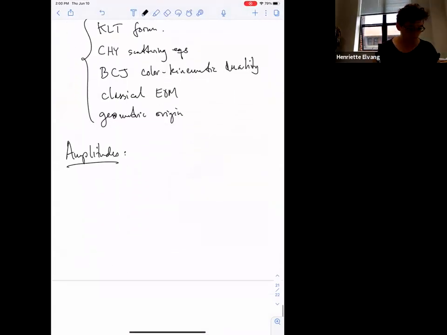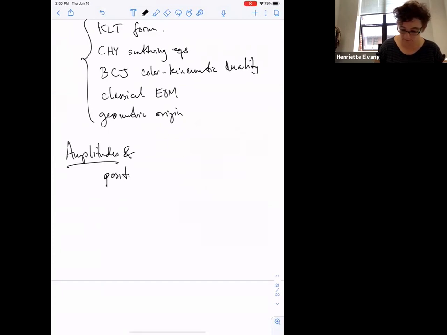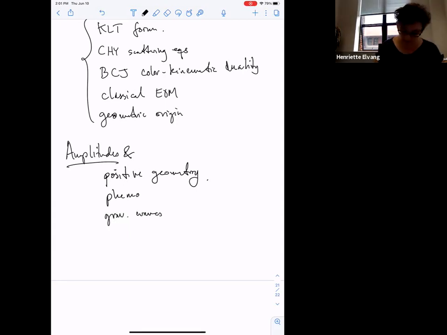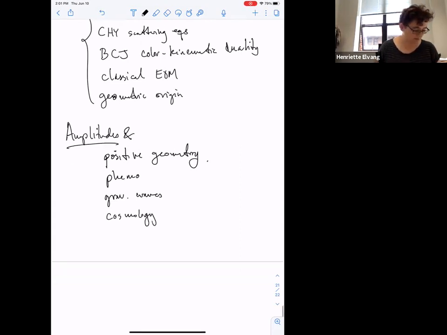All right. So there are amplitudes and a whole different set of subjects. There is positive geometry, that you can ask Aiden more about. There is amplitudes and phenomenology, so amplitudes and pheno. There's amplitudes for gravitational waves applications. There are amplitudes and cosmology and geometry put together. And then finally, there's amplitudes and your contributions.